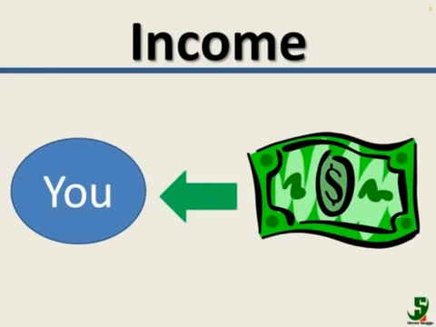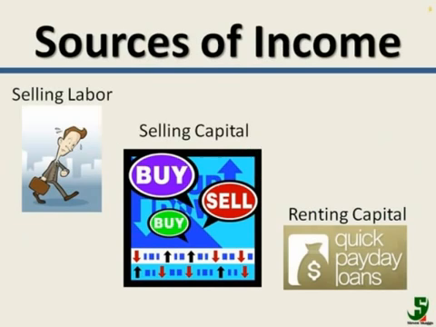Income is a cash inflow. In other words, it is money that comes to you. There are three ways to earn income: selling labor, which means working; selling capital, which is investing; and renting capital, which is lending to gain interest income.